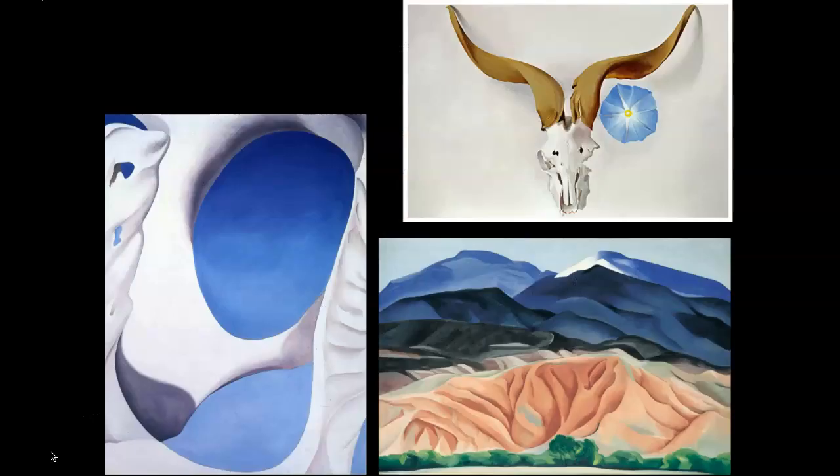She also does other series. So she does several series based on some of the bones that she finds there at the Ghost Ranch and other places in New Mexico. She also does several series of landscapes as well. By 1972, she had macular degeneration and only had peripheral vision. So she actually stopped painting.